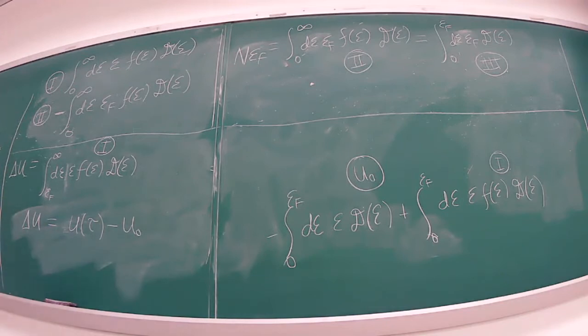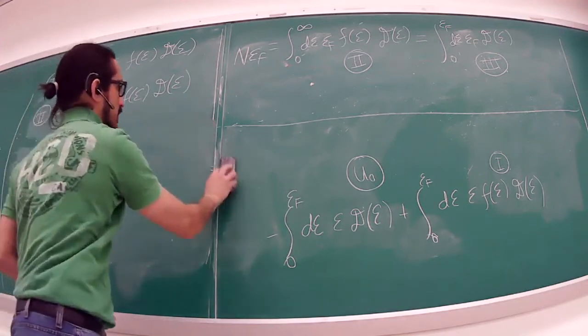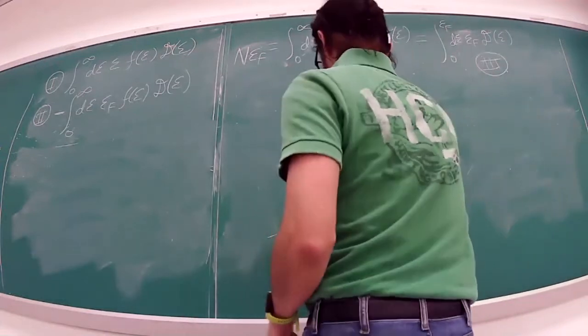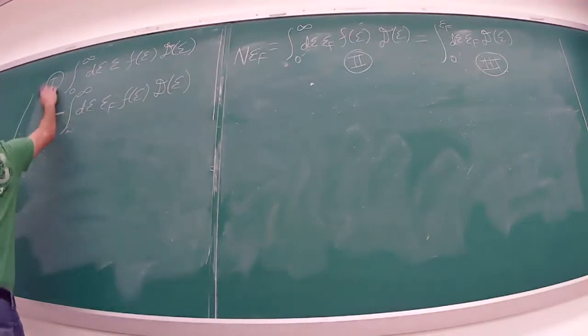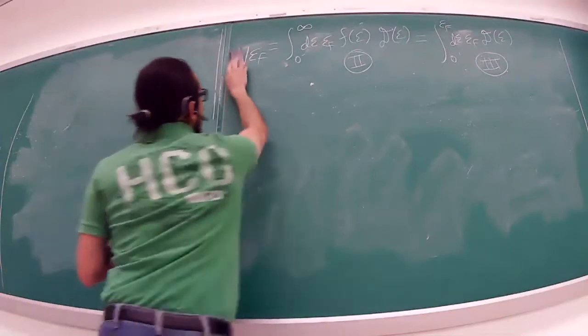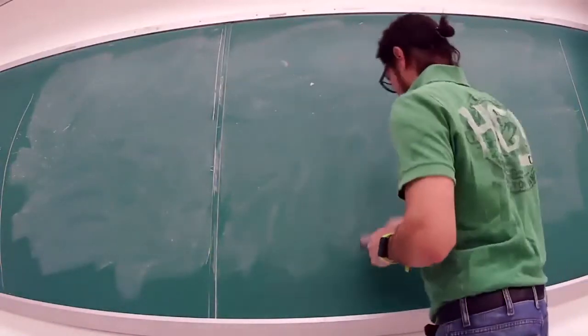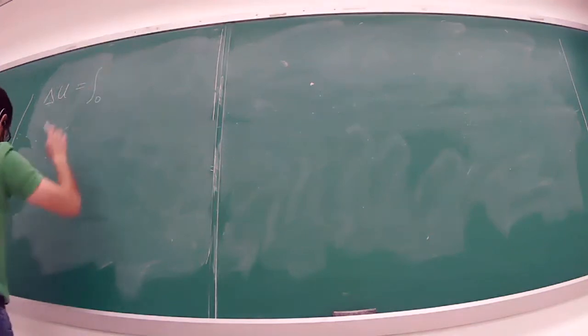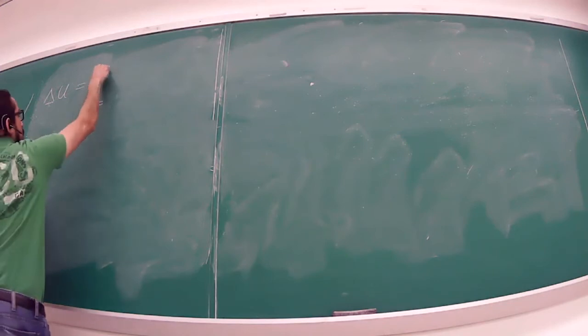So equation 7.27 includes conservation of particles, which I guess is a fact of life with fermions. You cannot destroy or create fermions out of nothing. Then if we look at equation 7.27, I have delta U, the integral from the Fermi energy to infinity.